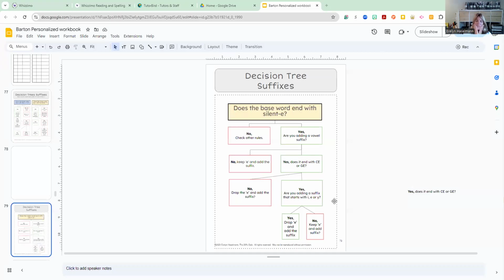Okay, so this is for Barton Level 6, Lesson 6, and this is on learning when to drop a silent E and when not to. So we call it the drop rule.